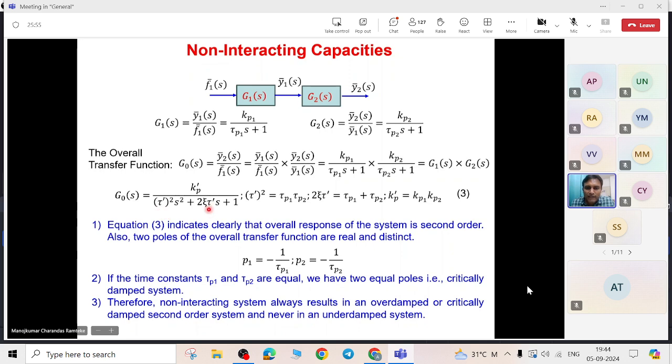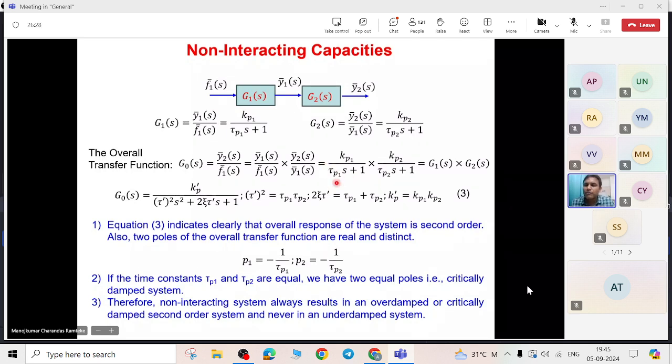So in this case you can see that if I rearrange this, I can get the damping factor zeta equal to 1 only and only when this tau p1 is exactly the same as tau p2. If tau p1 is exactly the same as tau p2, in that case we will get multiple roots here. We will get two roots, and both the roots are nothing but what? Minus 1 by tau p1, isn't it? Or tau p2, since tau p1 is the same as tau p2, isn't it? So whenever tau p1 is the same as tau p2, we are likely to get a critically damped system.